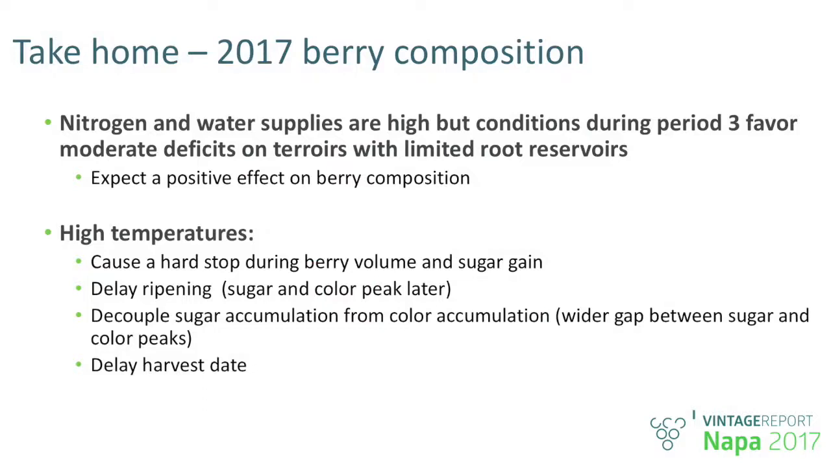Nitrogen and water supplies were high, but conditions during period 3 have favored even good fruit potentials in terroir with limited root reservoirs. We discussed that the onset of deficit could have been earlier than in 16. However, negating this positive outlook initially, high temperature caused a hard stop during berry volume and sugar gain. And for those of you who have tracked berry volume, you may remember this stop while everything was flying nicely.